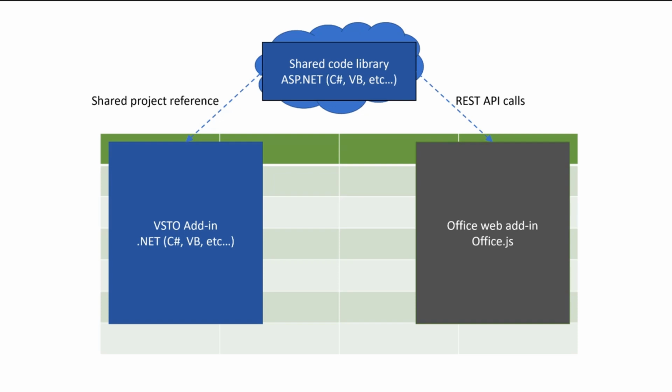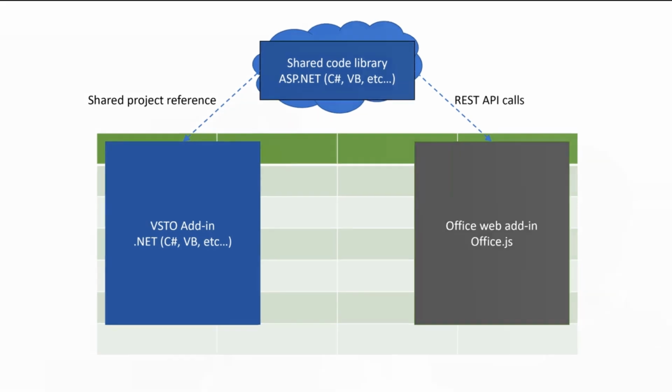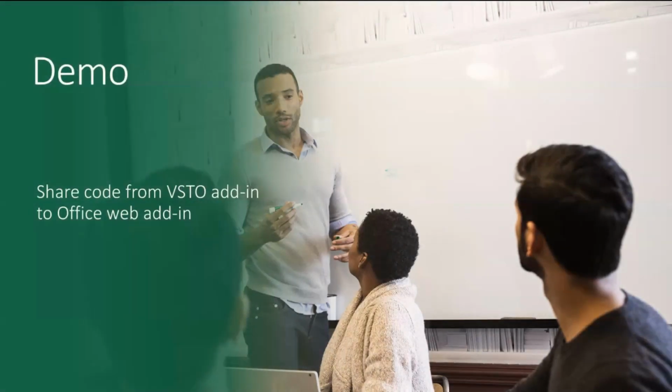The advantage is that if you need to fix a bug, or you decide you want to add a new feature, you can put that into the shared code library, and both the VSTO add-in and the Office web add-in get that update without you having to do it twice. So it's going to cut down on some cost. Let me switch to a demo to show how the sample works.